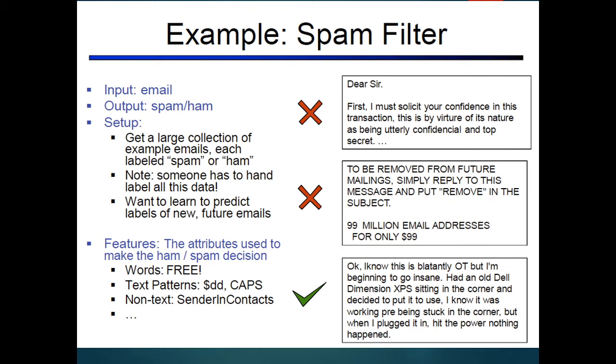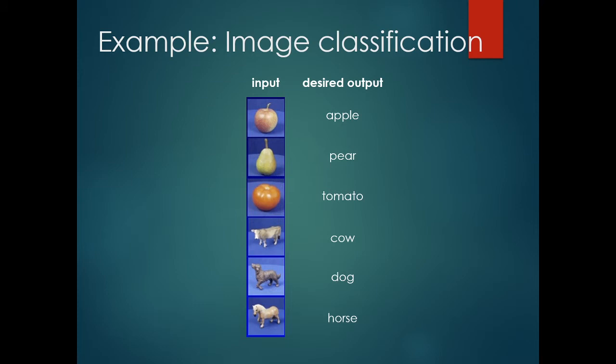Another famous example is an image classification example. As you can see, with this image, the desired output will be apple. However, with this image, the desired output would be pear. With this image, it would be tomato. With this image, it would be cow. With this image, it would be dog. And with this image, it would be horse. And these are just single images. There would be thousands of images which would be labeled apple. And out of hundreds of thousands of millions of different images, it will be able to determine and classify that particular image as an apple.